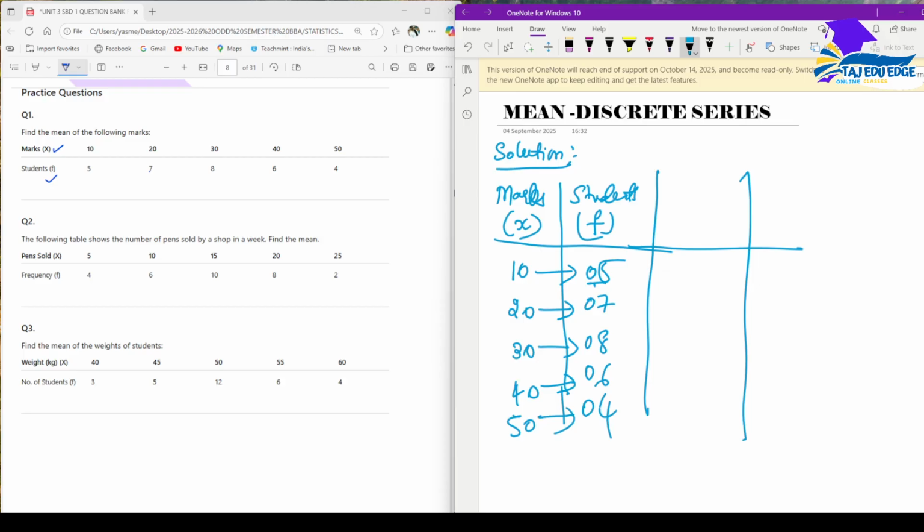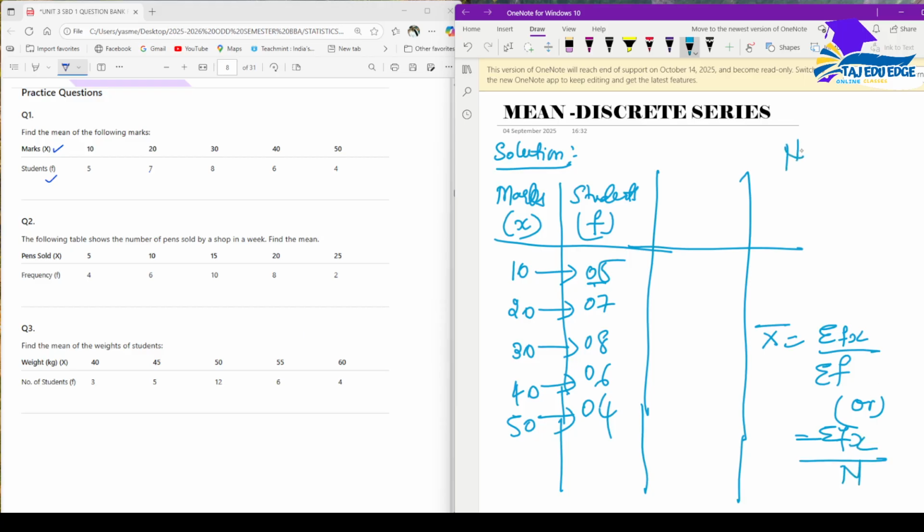Now what we need to do is, to calculate mean, we have a formula. Mean, x bar is equal to summation of fx divided by summation of f, or sigma fx divided by sigma f. Okay, or we use the formula like summation of fx divided by capital N. N here is nothing but total of f only. N is same as summation of f.